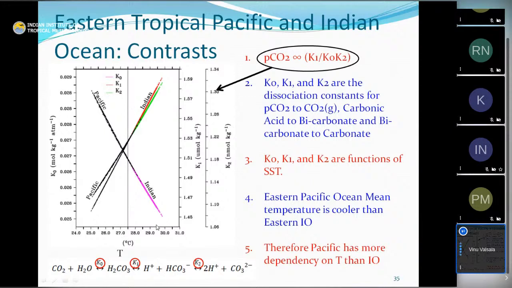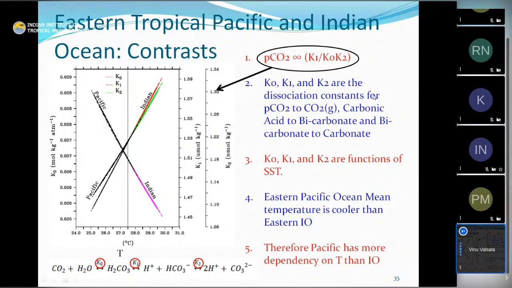So as the temperature increases, the K0 decreases and PCO2 increases, okay? So that is how when temperature increases, PCO2 increases. So what happens is that the range of temperature oscillation within the Indian Ocean is rather weak. So the K0 component is weaker, and the sensitivity of Indian Ocean water to the temperature changes is rather weak. But on the other hand, Pacific has a large excursion of temperature due to the mean upwelling and the anomalies. You can see that the K0 varies a lot and temperature can dominate the carbon chemistry in the tropical Pacific. So let me read out these points.